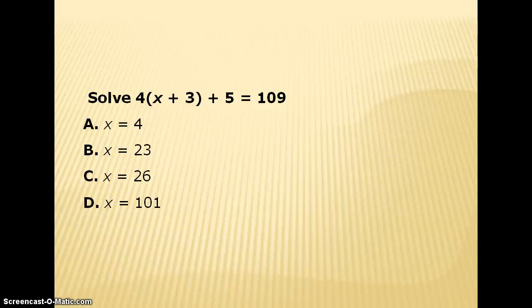We always check our answers to make sure, so we would try 26. 26 plus 3 is 29. 29 times 4 would be 80 plus 36, which would be 116, plus 5 more, 121. And obviously 101 is going to be too large, multiplying it times 4 after we add 3, way over 109. So B is the correct answer.